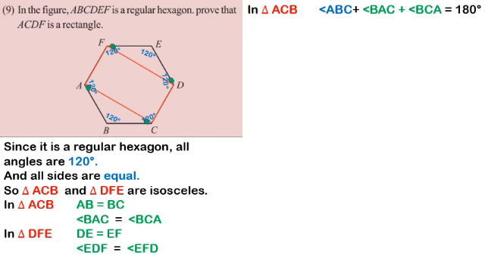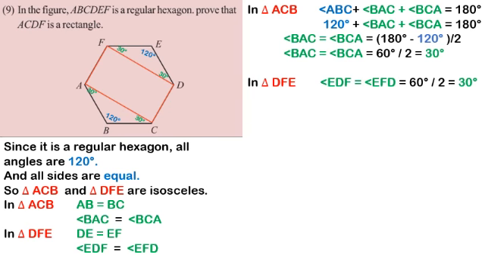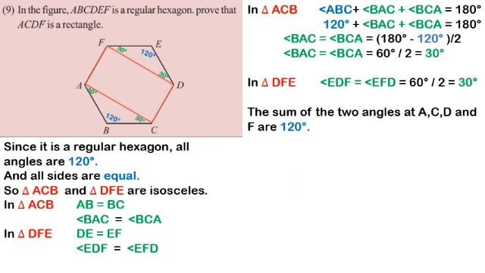Now let's calculate these angles. In triangle ACB, we know angle ABC plus angle BAC plus angle BCA equal to 180 degree. When we substitute angle ABC equal to 120 degree, we get 120 plus angle BAC plus angle BCA equal to 180 degree. And we know angle BAC equal to angle BCA. So we can write angle BAC equal to angle BCA equal to 180 minus 120 by 2, that is 60 by 2, we get 30 degree. Similarly, in triangle DFE, angle EDF equal to angle EFD equal to 60 by 2, that also 30 degree.